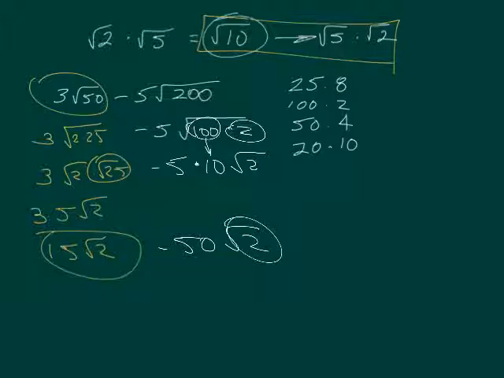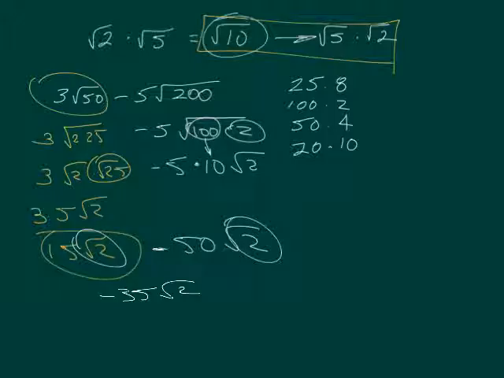Now I have a square root of 2 there and a square root of 2 there. I cannot combine these two terms if the square roots are different. I can multiply them if they're different, but I can't add or subtract them if they're different. But since they're the same, I can make this a 15 minus 50, which is negative 35 square root of 2 for your answer.